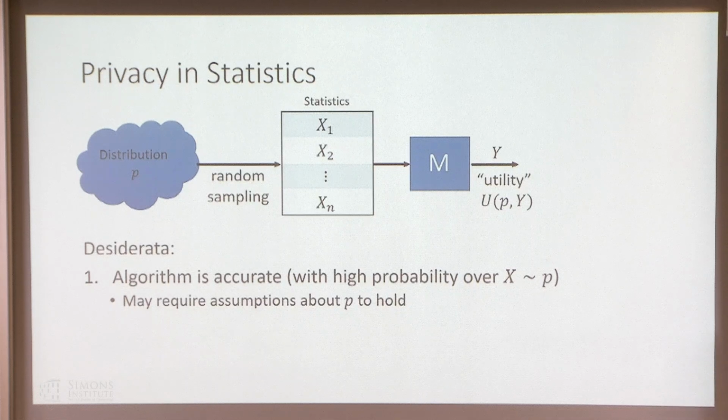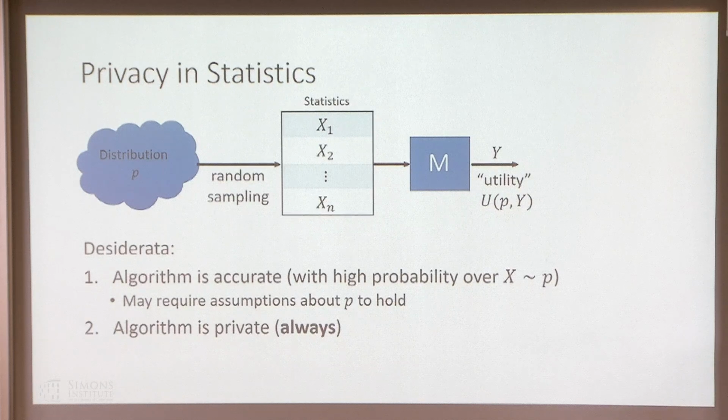We'll revisit this a few times during the talk, and so it'll become more clear, perhaps, what I mean by assumptions. But the other requirement is privacy, which we want always. That is, for any sort of realization of the data set, we really want to make sure the algorithm is private, no matter what sort of low probability events happen.